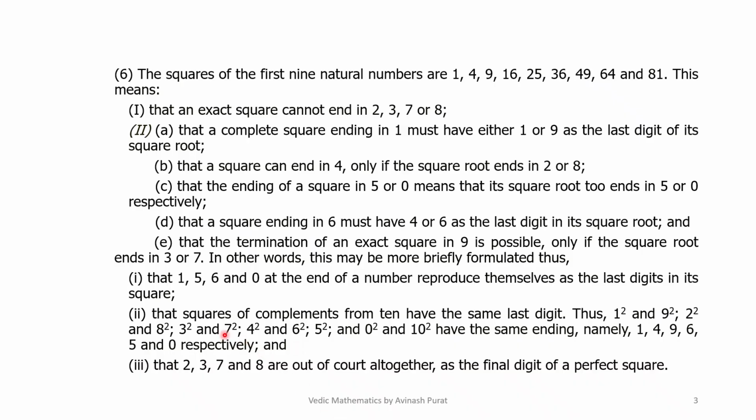That squares of complements from 10 have the same last digit. Thus, 1 square and 9 square, 2 square and 8 square, 3 square and 7 square, 4 square and 6 square, 5 square, and 0 square and 10 square have the same ending, namely 1, 4, 9, 6, 5 and 0 respectively, and that 2, 3, 7 and 8 are out of court altogether as the final digit of a perfect square.